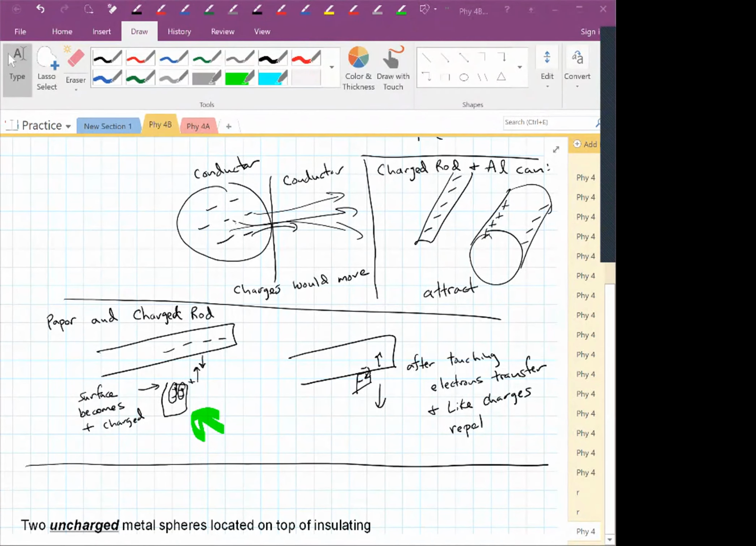Yeah, insulators can gain electrons, insulators can lose electrons. Yes.